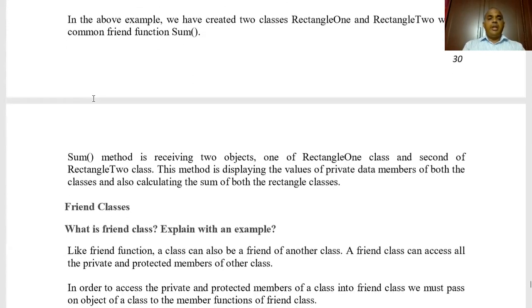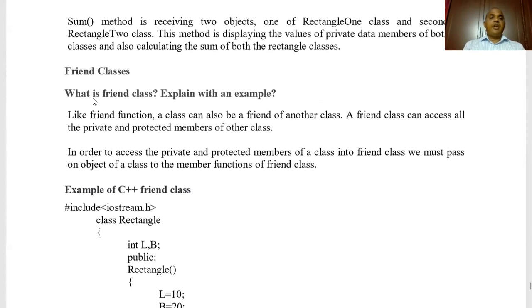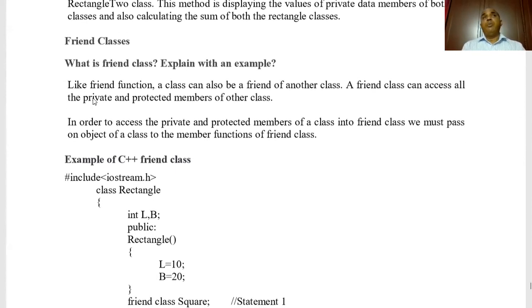Our next concept is friend classes. In the previous example, we granted friendship to member functions. Now we are granting friendship to classes, from one class to another class. Like a friend function, a class can also be a friend of another class. Clear? A friend class can access all the private and protected members of the other class. Clear?